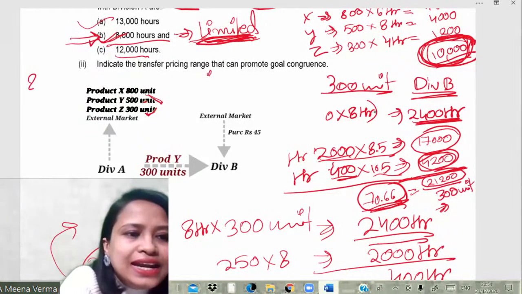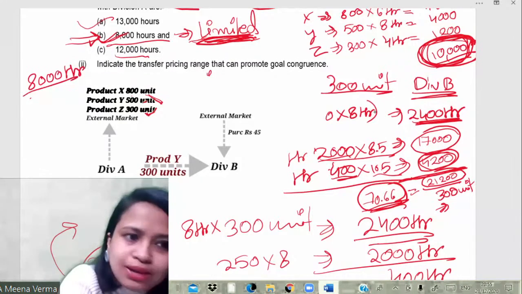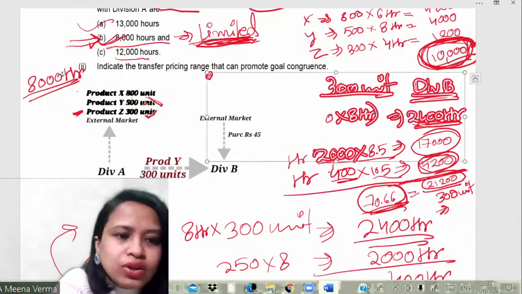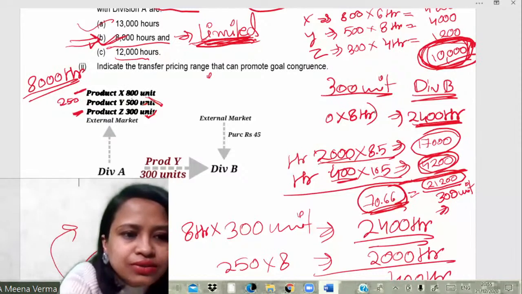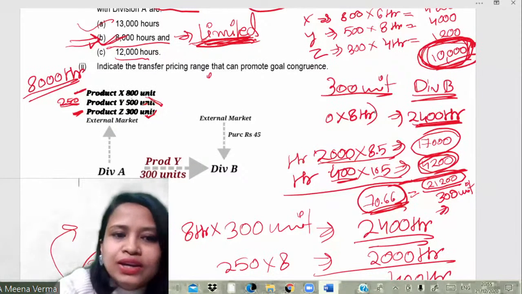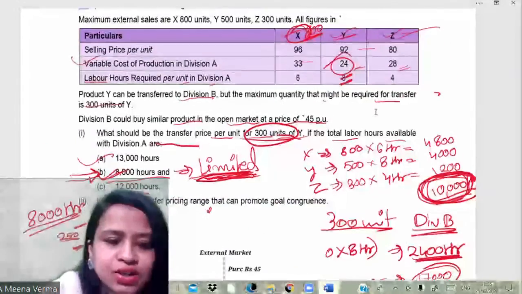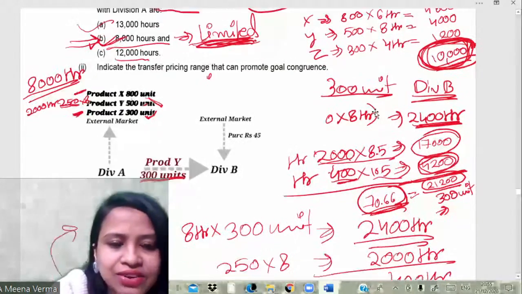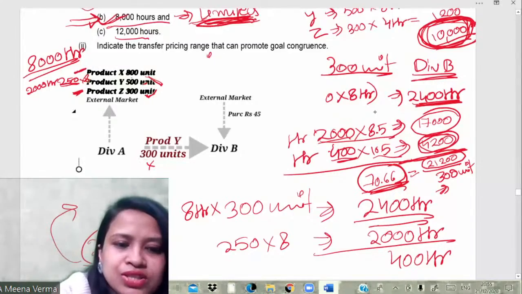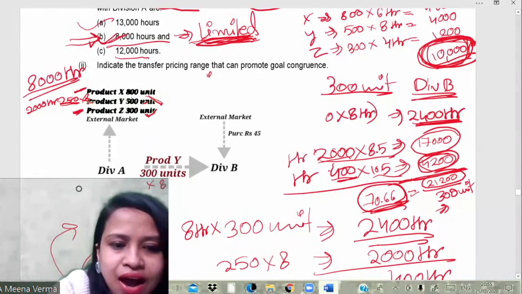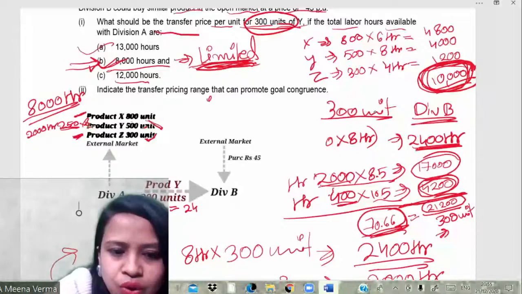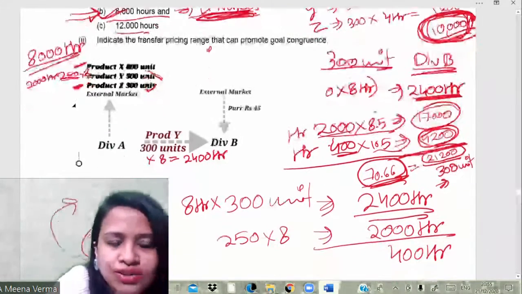You have only 8,000 hours. Okay? Limited time. You can see here that in 8,000 hours, you can produce all these units, but you can produce only 250 units here. And in 250 units, how many hours are required? In 1 unit, you need how many hours? 8 hours. So in 250 units, 8 into 250, you need 2,000 hours. Okay, you need 2000 hours. While if you want to produce 300 units, how many hours are required? For product Y, you need 8 hours for 1 unit. So here you need a total of 2400 hours, for this internal transfer.